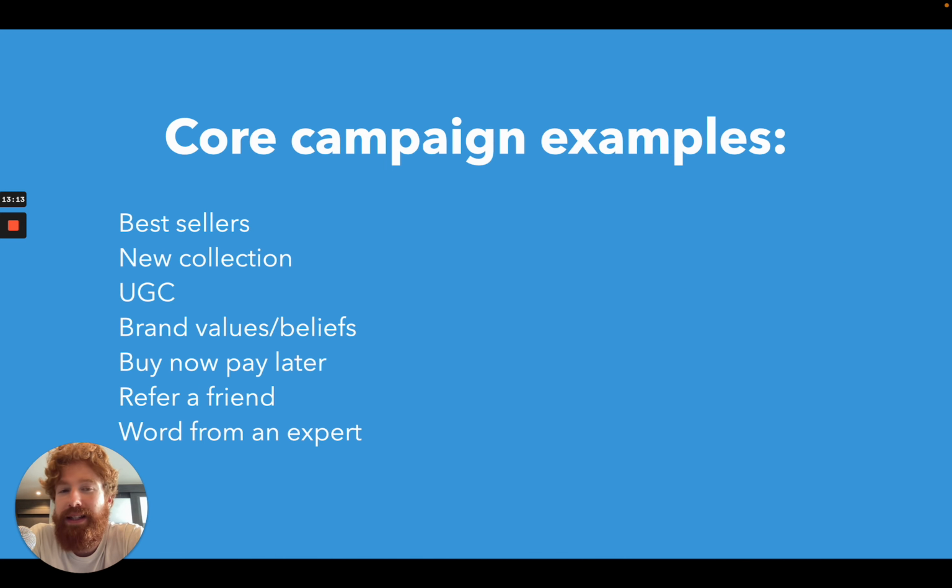And some core campaign examples really quickly are things like bestseller campaigns, new collections. Maybe you have user content that you'd like to post about. Maybe you want to let the subscribers know about brand values. Maybe you support a charity. Maybe you give a percentage of your revenue to a cause, something like this. Maybe you have a buy now, pay later option, refer a friend, word from an expert or influencer, any of these things. Really, really awesome campaigns to try.